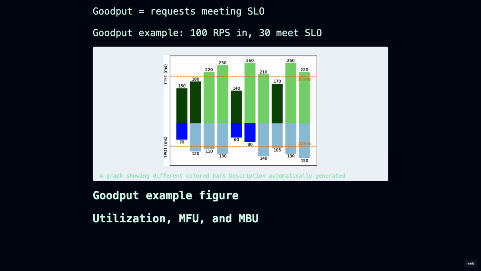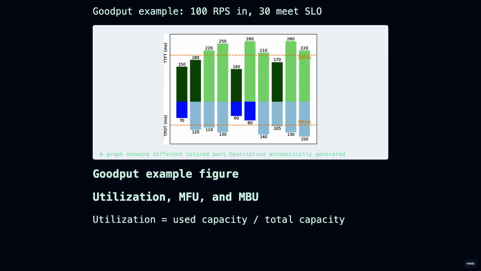Now, let's look at efficiency of the hardware itself. Utilization metrics tell you how fully you are using compute and memory, not just how many requests you are finishing. Utilization is a simple idea. How much of a resource is actively being used compared with how much is available? But the exact definition matters a lot in practice.